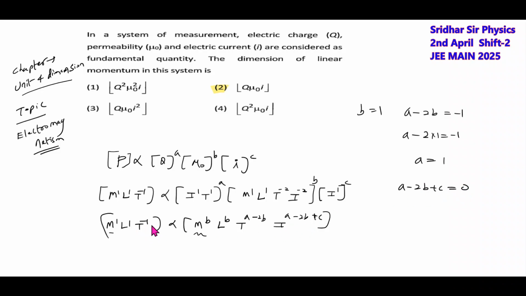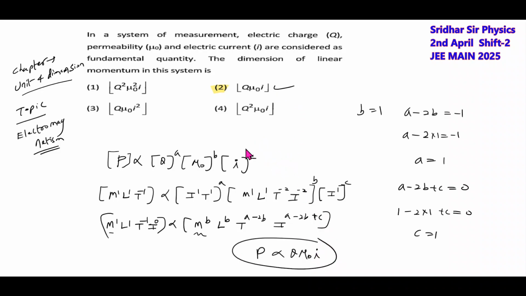Now A minus 2B plus C equal to 0, the dimension of current. See, here we can write it like this, I to the power 0. This is very important. Then A value is 1, B value is 1, so we'll get C equal to 1. So the dimensions of momentum will be Q mu naught I. This will be our option. This is based on dimensional analysis in electromagnetism.